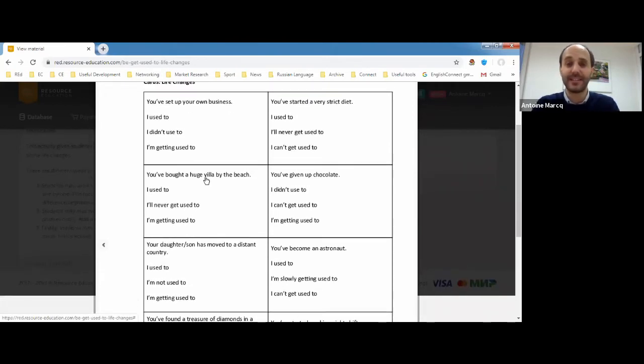What I also really love about this activity is notice that we've put examples of I used to as well for students to automate all of those different forms because they're very similar. So you've just set up your own business. Well, I used to work for someone. I didn't used to decide what salary to give myself each month. And I'm getting used to worrying about the financial state of the business, but I'm also getting used to dividing my time up myself.